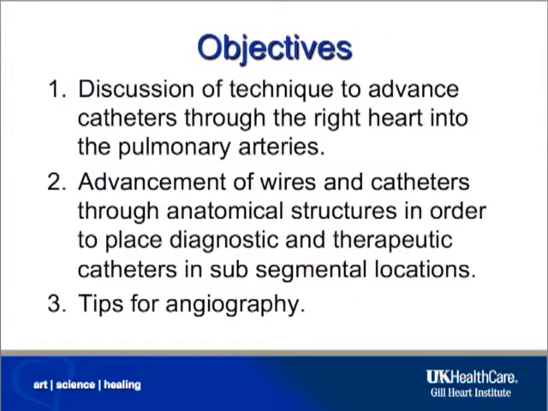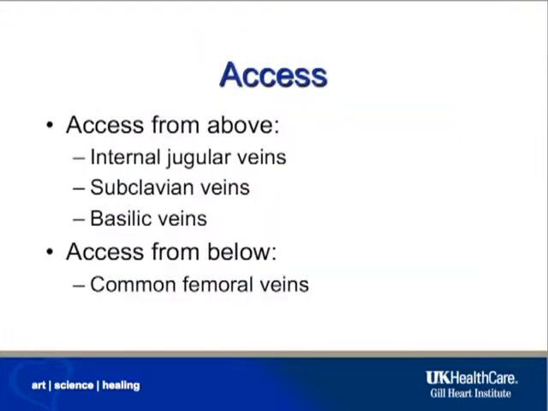This presentation will discuss the techniques for advancement of catheters through the right heart into the pulmonary arteries. We will discuss further advancement of wires and catheters through anatomical structures in order to place diagnostic and therapeutic catheters in subsegmental locations. Finally, we will discuss the tips for angiography to perform an adequate visualization of the intended structures.